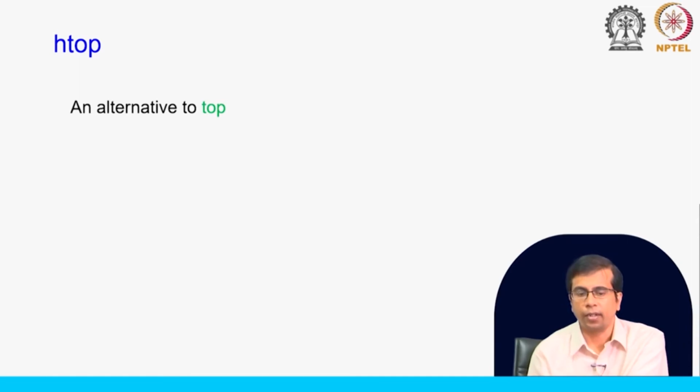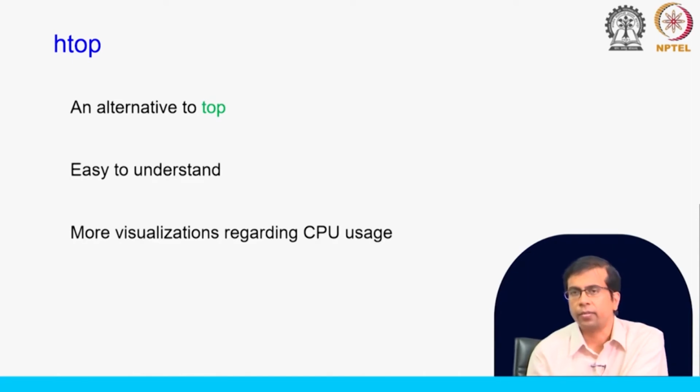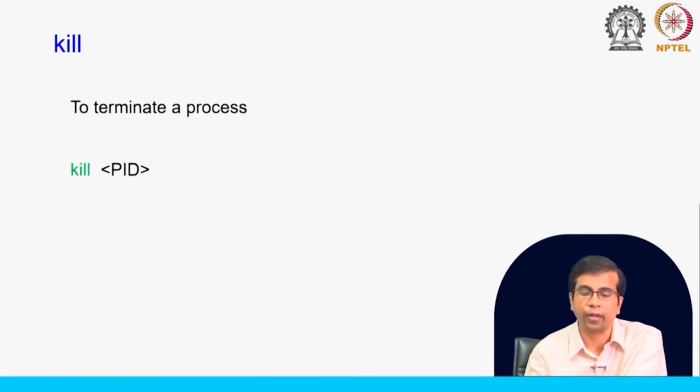There is an alternative to top, which is called htop. Why do we use this? Because this is usually easier to understand and gives you a lot more visualization regarding CPU usage, how much CPU usage is there, etc. So, we will see how this looks here.